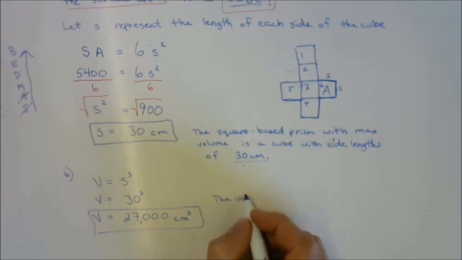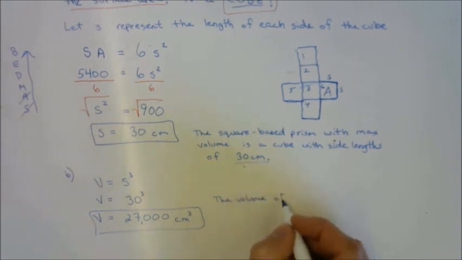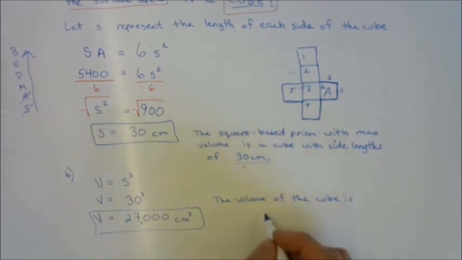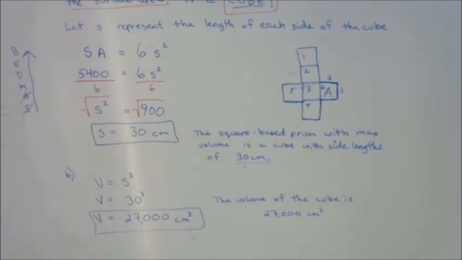The volume of the cube is 27,000 centimeters cubed. Your practice problems are on the next page.